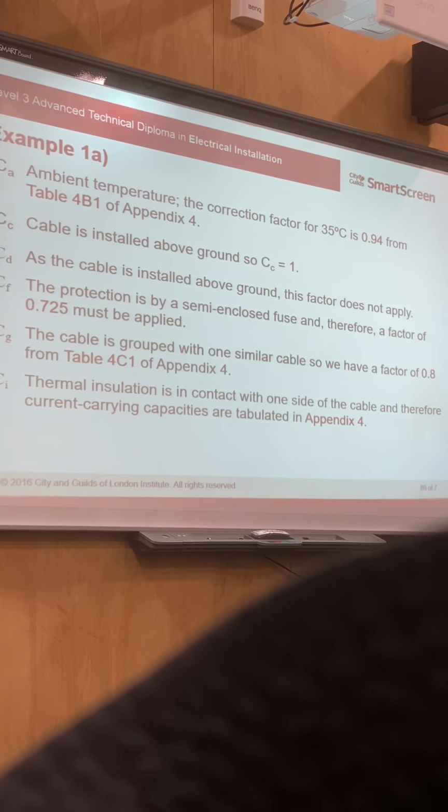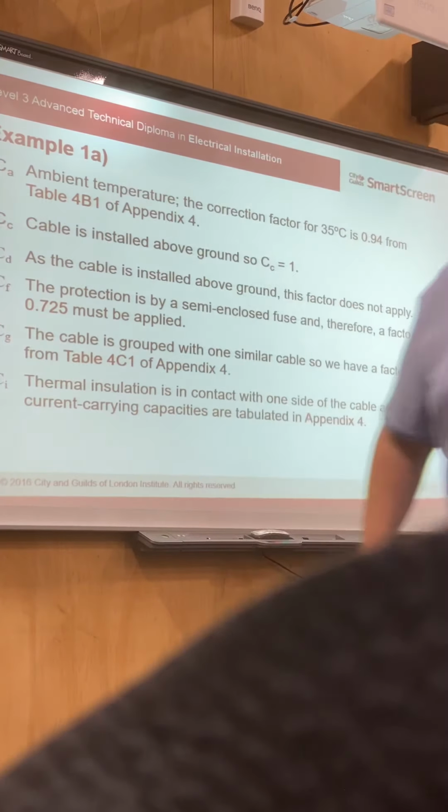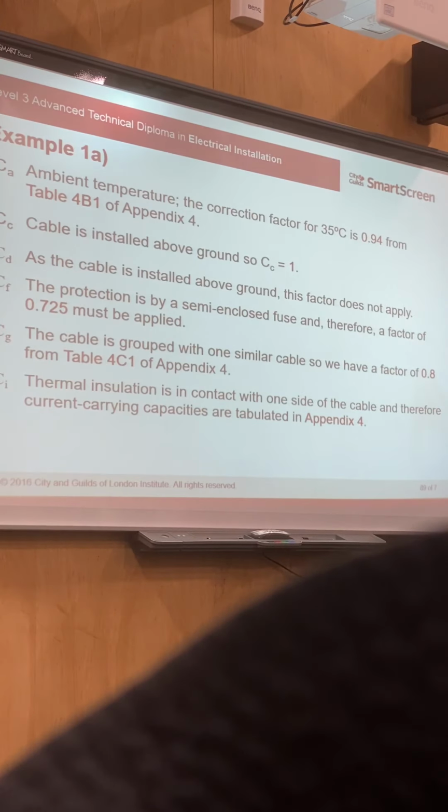Can you read that again? Which one was that? Regulation 433.1.202, about halfway down the page. 202.